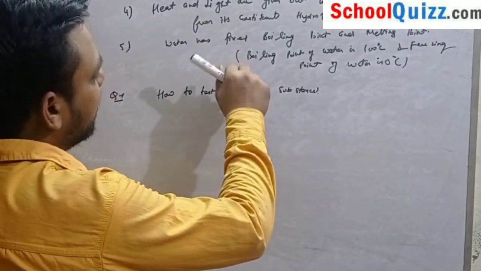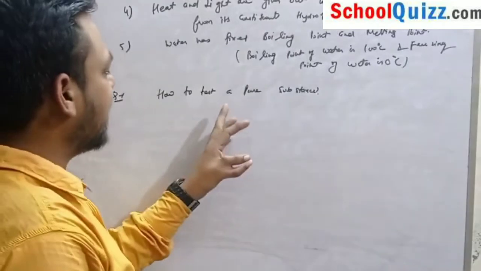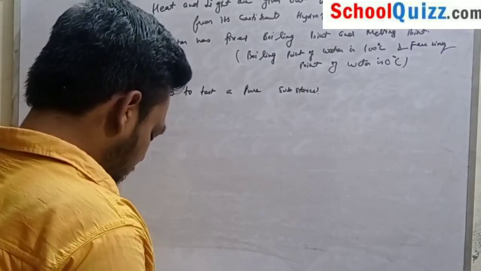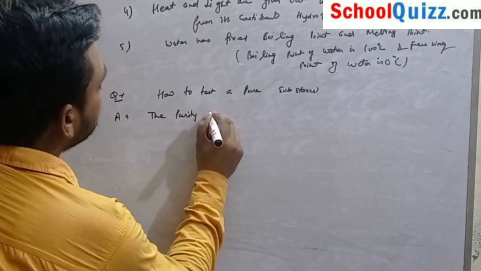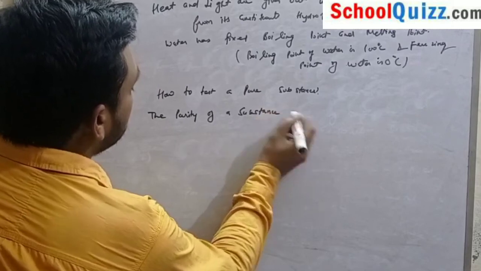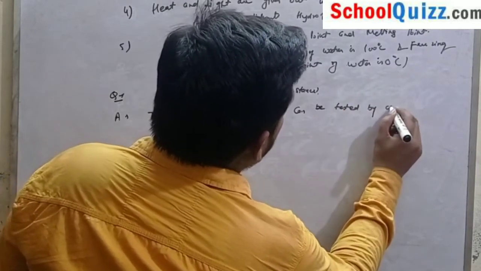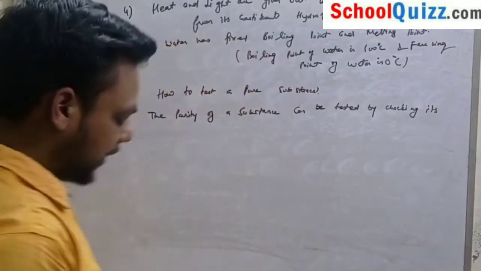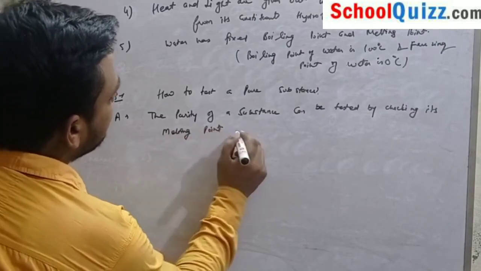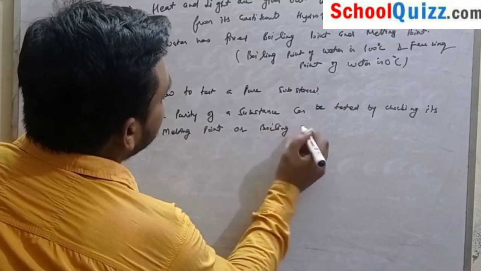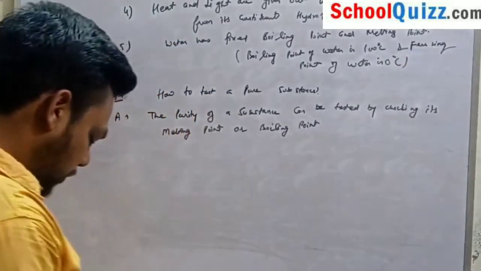As we have already discussed, we have already written our first point, that is, water has fixed boiling point and melting point. So with the help of that point, we can test whether it is a pure substance or not. So we will write its answer, that is, the purity of a substance can be tested by checking its melting point or boiling point.